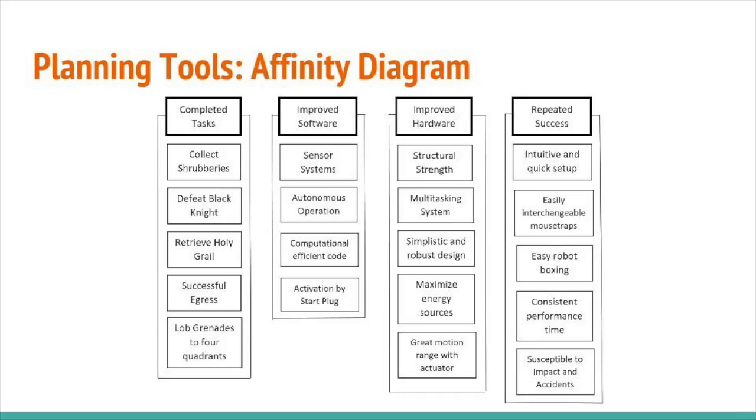The affinity diagram groups ideas based on similarities. The 4 categories are completed tasks, improved software, improved hardware, and repeated success. The tasks circled in the first column are the subsystems that we should excel the most for scored points during the competition. For the improved software, it is crucial for all subsystems to operate autonomously with a start plug. The most important ideas under improved hardware are circled. Stability and strength for the robot to execute several tasks simultaneously without compromising the structure of the robot is crucial. In order for repeated success, consistency in its performance and its ability to absorb damage and still function properly are key.